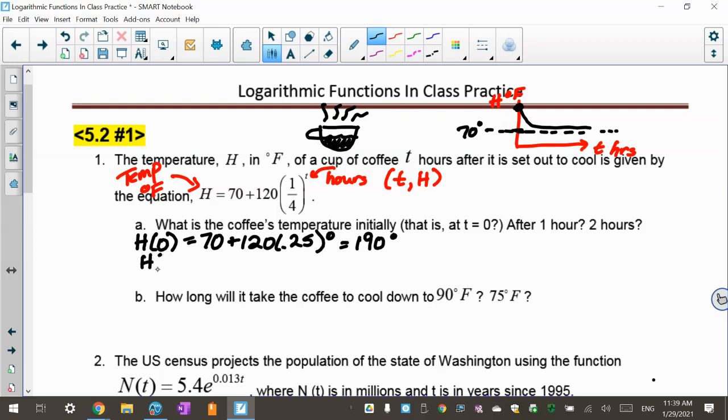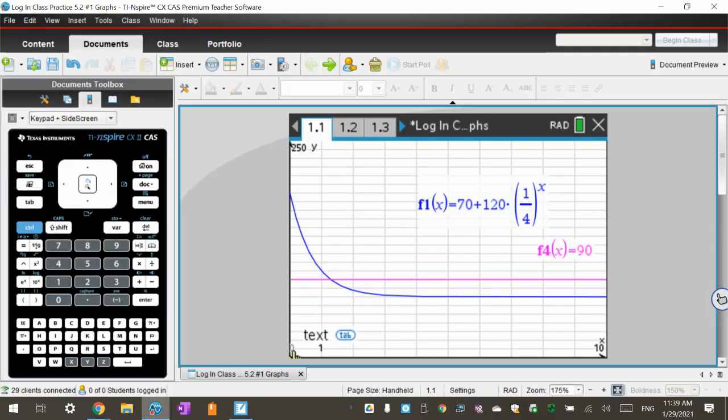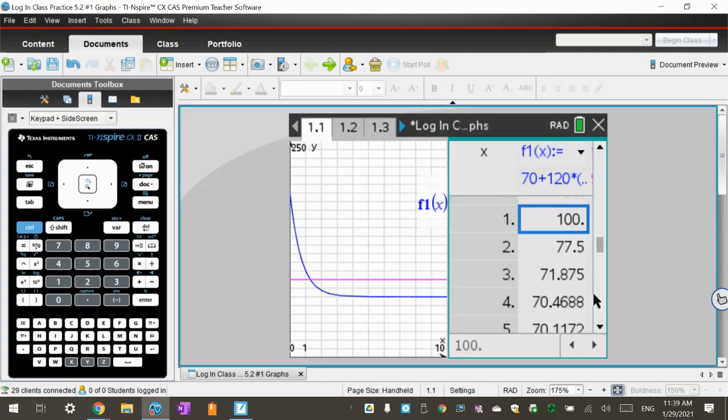And then I'm going to show you how H of 1 is just going to be 70 plus 120 times 0.25 to the first power. Then H of 2, they want us to know after 2 hours. All I know right now is that it should be cooling, so the temperature should be going down. Like I told you, I've graphed this. So here's my graph, and here's our coffee. It's starting here, it's the blue, and it's cooling, and then it's coming here. Okay, and it's basically looking at its room temperature. So I'm going to press Control T and look at the table that we have here.